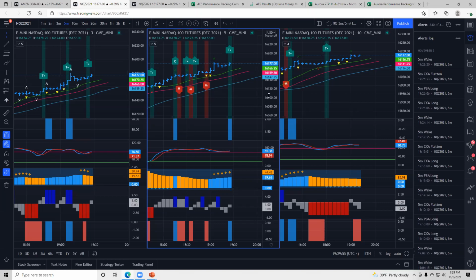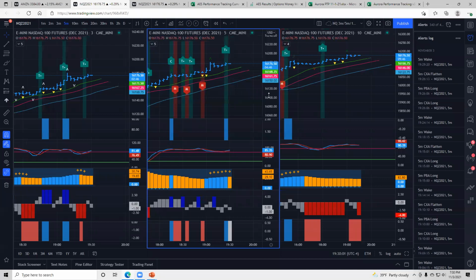A couple of key things about Aurora. We'll explain all this once we're ready to release it. You'll have an opportunity to read through and understand what the performance has been. But Aurora is a system. It's a comprehensive system, and AES, adaptive entry signals, are embedded within the Aurora system.